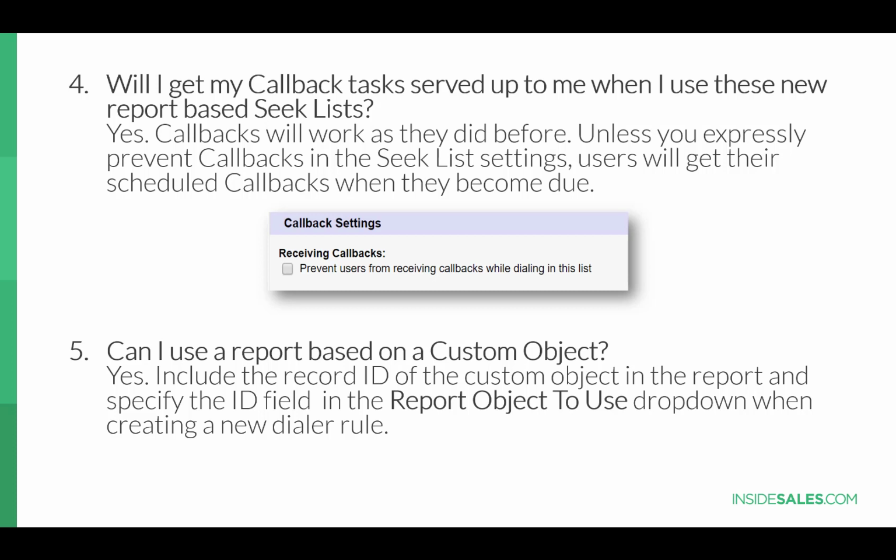Number 5, can I use a report based on a custom object? Yes. Another great advantage of this feature means you can use custom objects. Just include the record ID of the custom object in your report and specify the ID field in the report object to use dropdown when creating a new dialer rule.